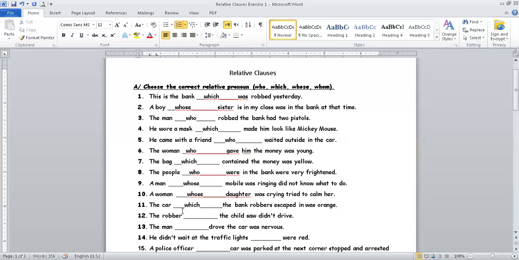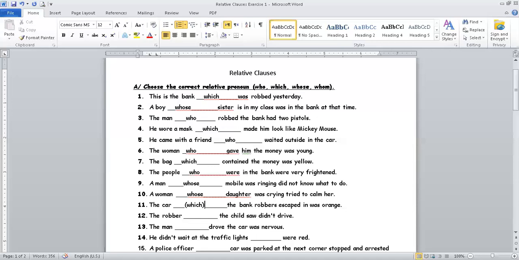If we can drop a relative pronoun, we can put it between brackets to show that it is not necessary. We can say the sentence both ways. The car which the bank robbers escaped in was orange, or you can drop which and say the car the bank robbers escaped in was orange.